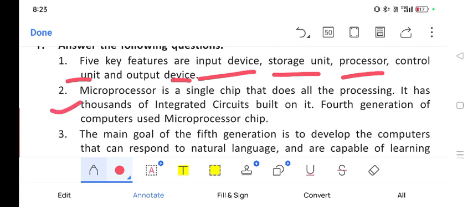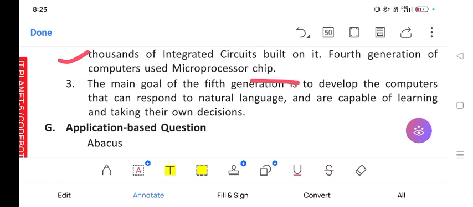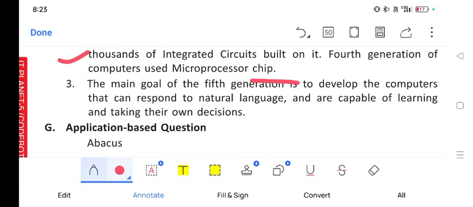Microprocessor is a single chip that does all the processing. It has thousands of integrated circuits built on it. Fourth generation of computers used microprocessor chip. Next question is, what is the main goal of fifth generation of computer? The main goal of fifth generation is to develop the computers that can respond to natural language and are capable of learning and taking their own decisions.